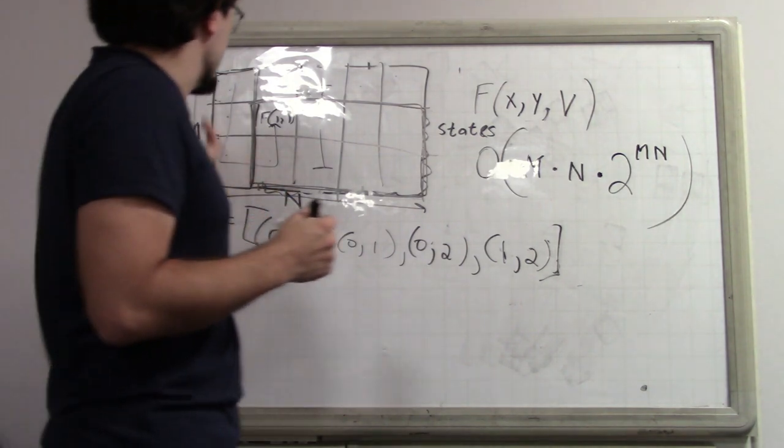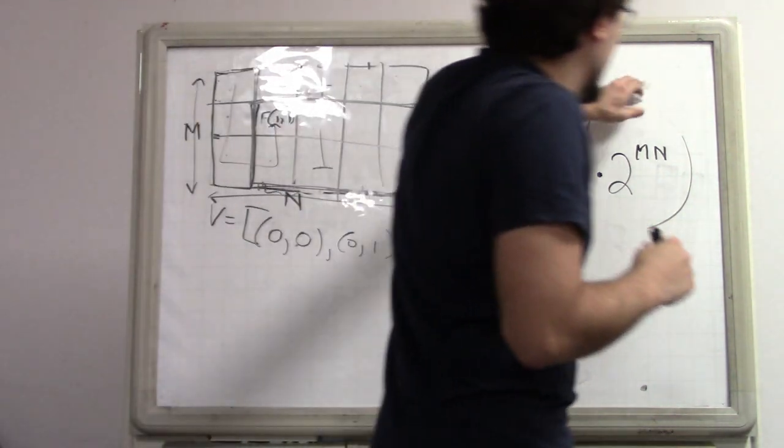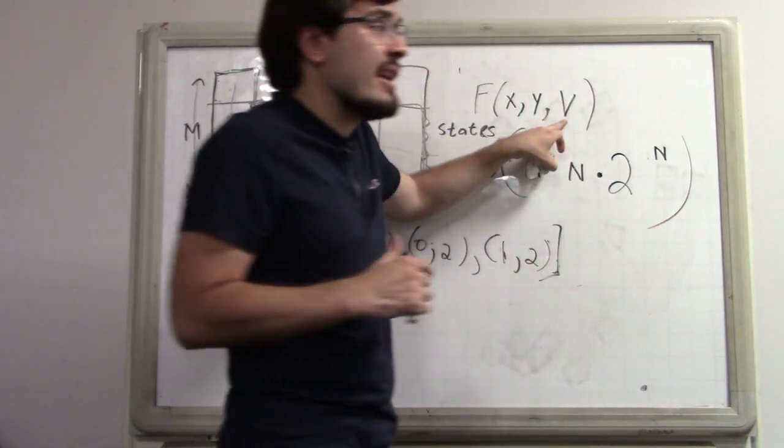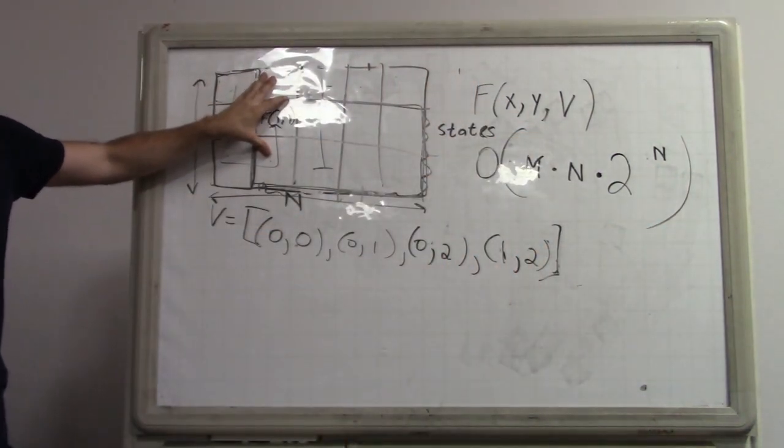Yeah, I can't go back, right? So I can never go back to those cells, so it doesn't matter if I visited them or not. Okay, one idea for improvement is, how about V will now only contain cells that are in the current column?